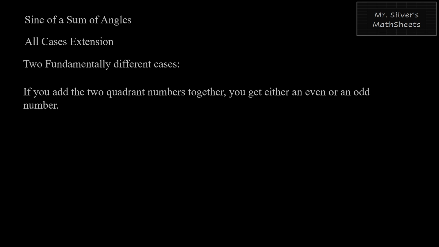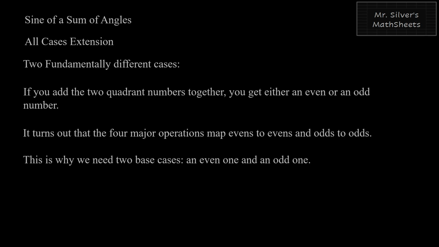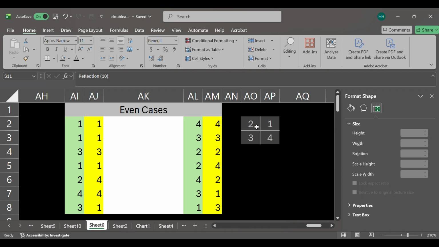If you add the 2 quadrant numbers together, you get either an even or an odd number. It turns out the 4 major operations map evens to evens and odds to odds. This is why we need 2 base cases, an even one and an odd one. Okay, let's look at the 14 additional cases, Q1 by Q2, etc.